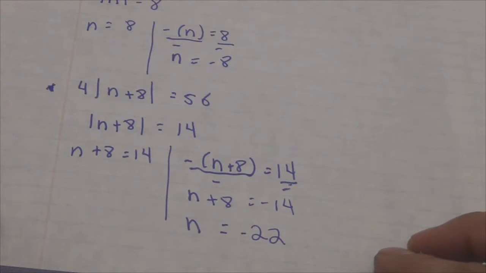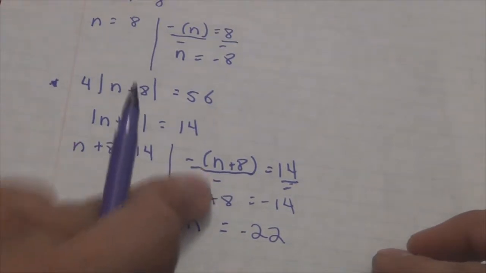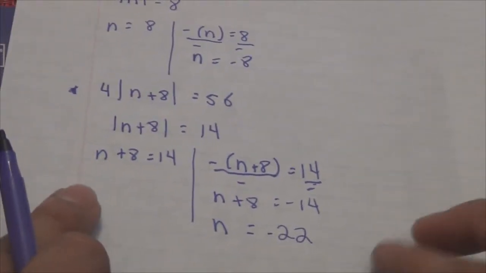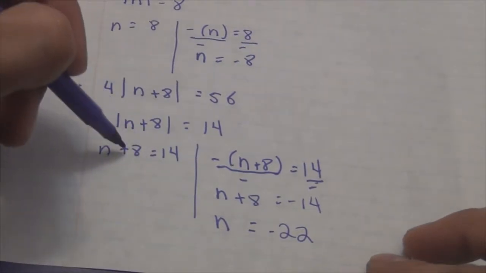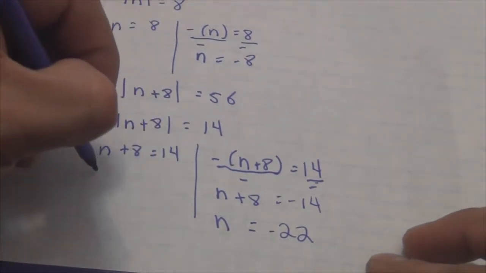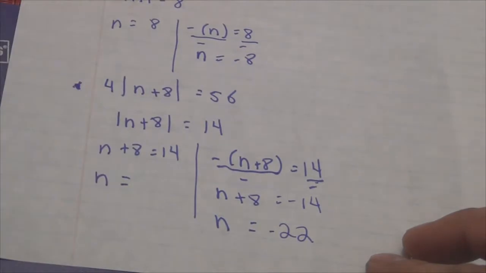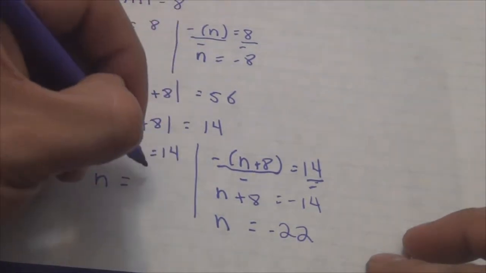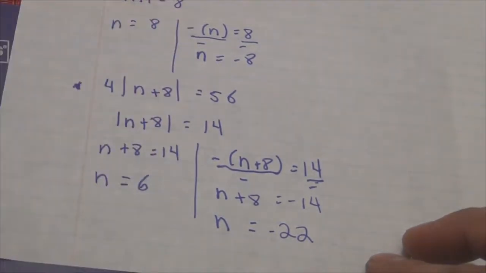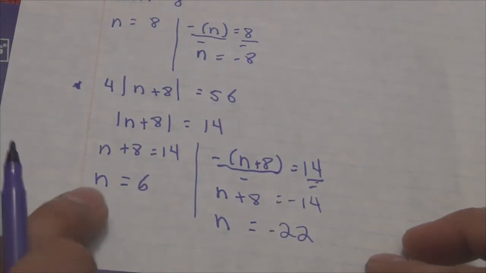Okay, so now we have this solved. I forgot to solve this one. So here I'm going to subtract 8 from both sides, and I'm going to get n equaling 14 minus 8, which is 6. Okay, so I have the two answers.